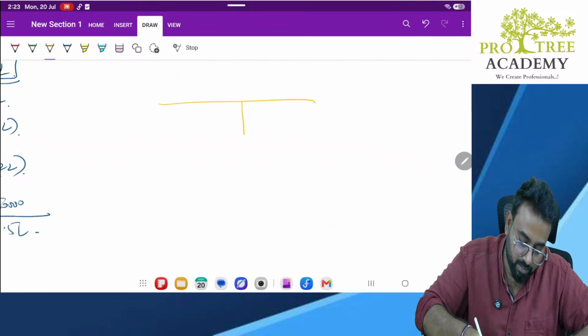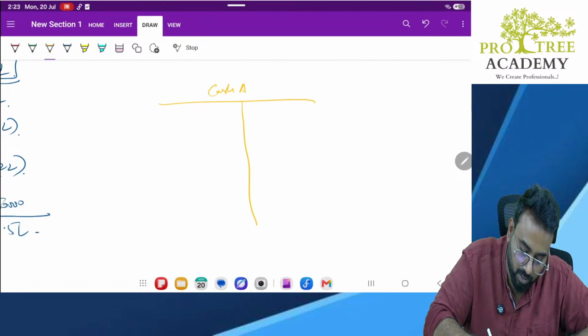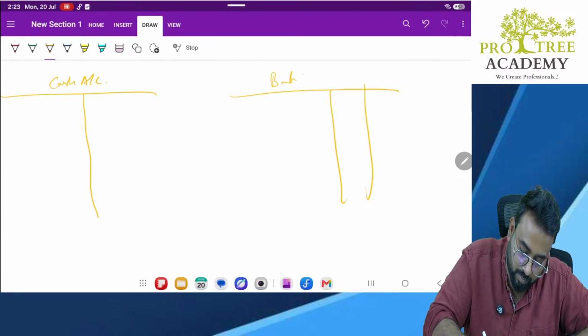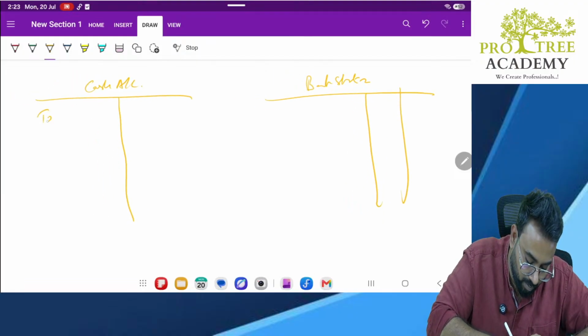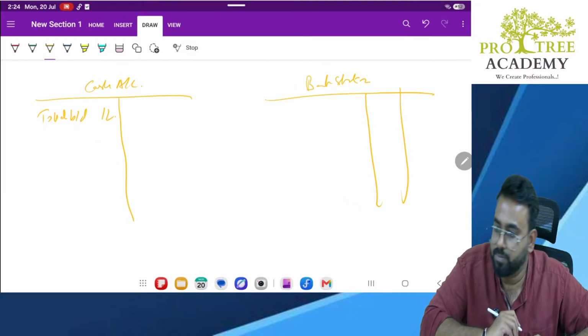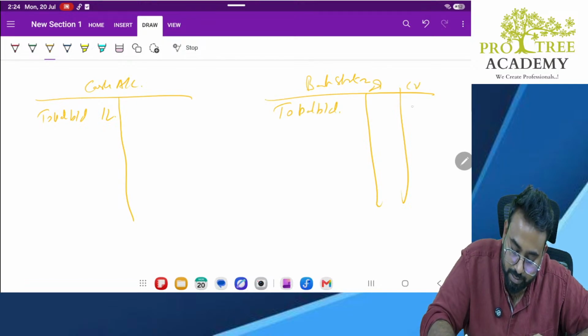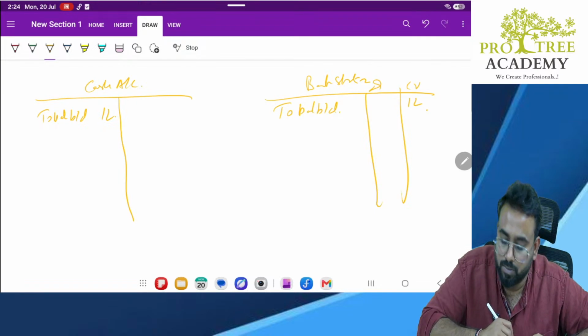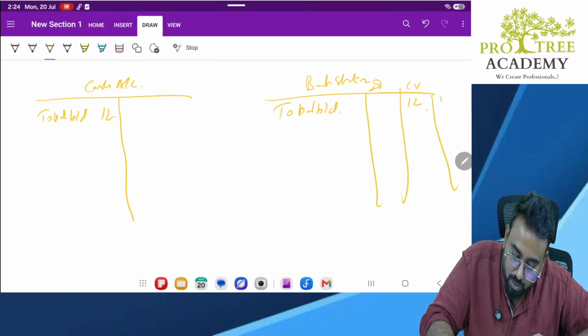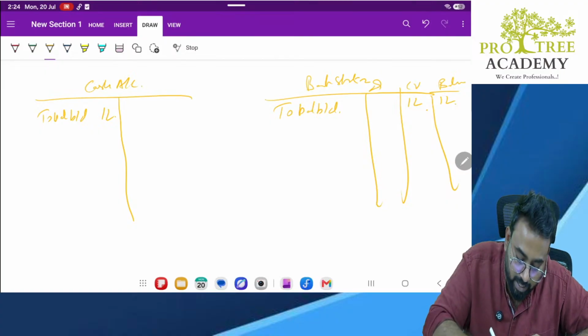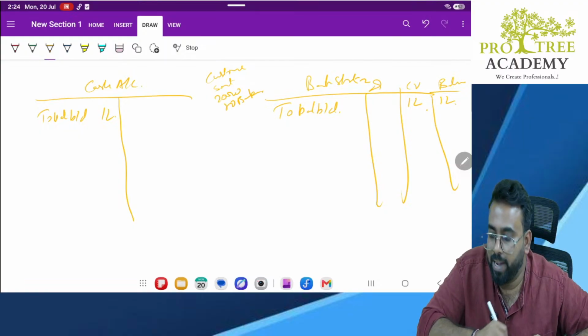If this is my cash account and this is my bank statement, let's say we have 1 lakh here. Here also we have 1 lakh. Debits, credits. Correct? Now, balance 1 lakh. Correct? This is how your bank passbook will look. Now, suppose a customer sent 20,000 to the bank. What will the bank do immediately?